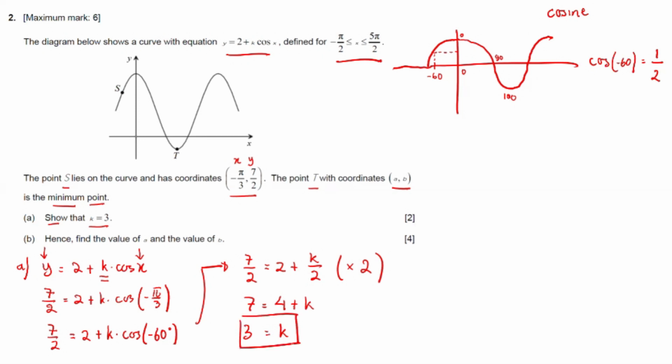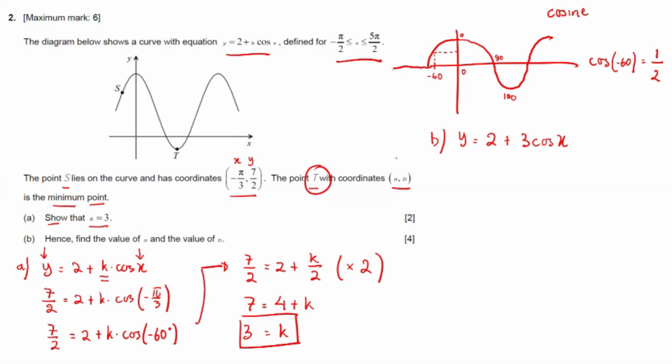So now our equation becomes y equals 2 plus 3 cos x. Hence, find the value of a and the value of b. Now let's go to that one. We already have our equation as y equals 2 plus 3 cos x. So now, let's find the value of a and b. A and b is a point T and is the minimum point.